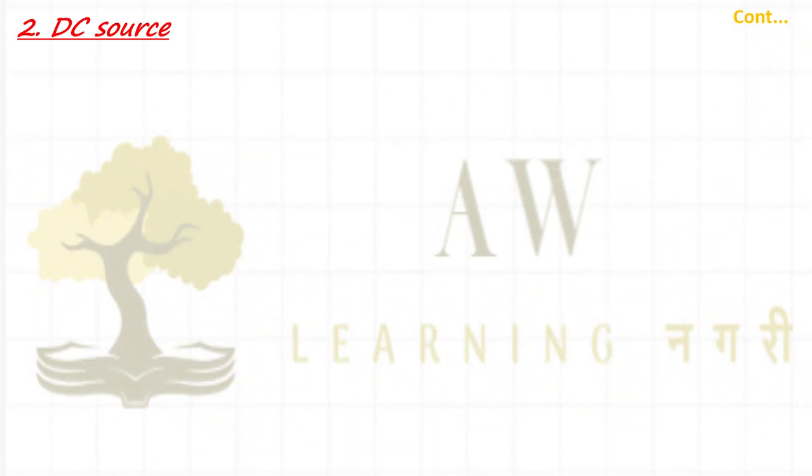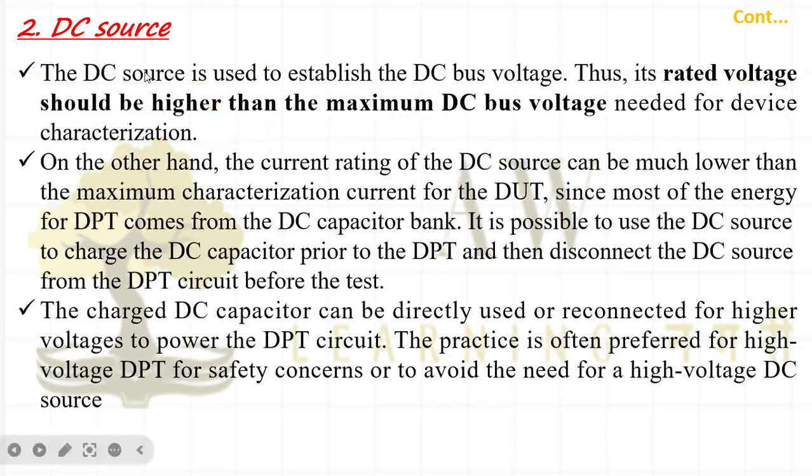So the second component is the DC source. What is the value of DC source we should take? Some theory is there, from that you will understand what value of VDC we should take. When we have a device, we come to know that this device operates for this much voltage and this much current, right?